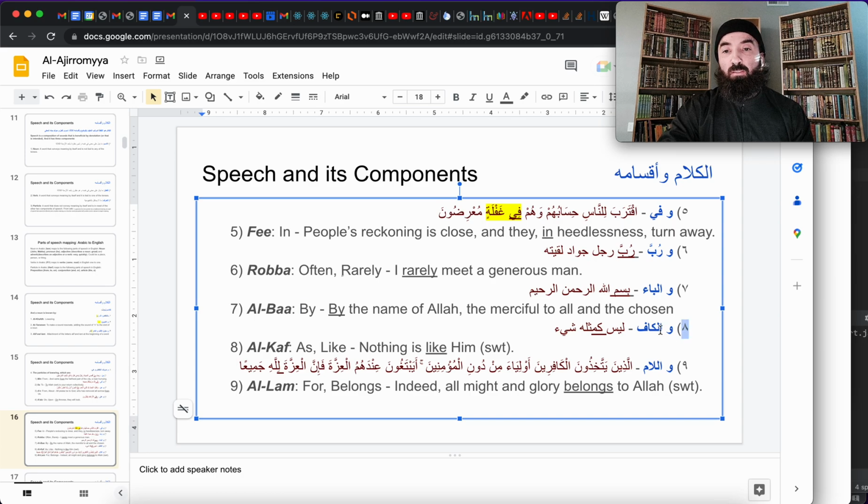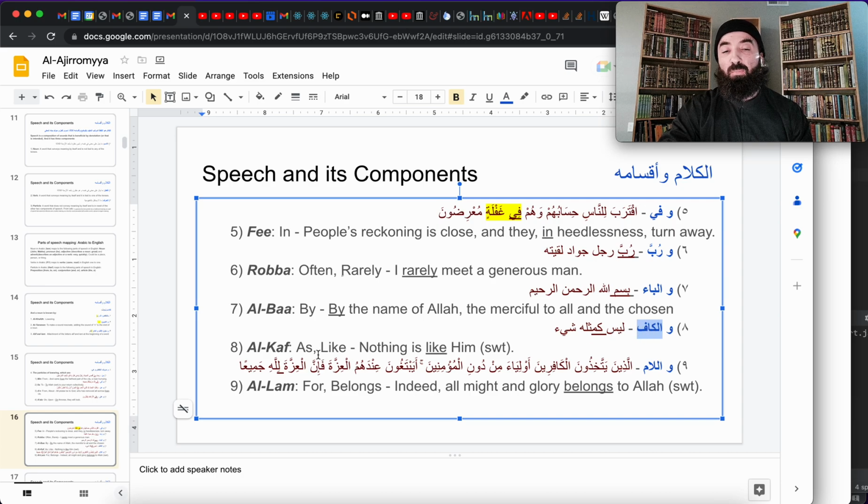And the seventh one is, again, Bismillah. Ba comes before ism, and ism itself is a noun. And also, rubba rajul. Rajul is also a noun. Rajul means a man. And the eighth one is al-kaf.